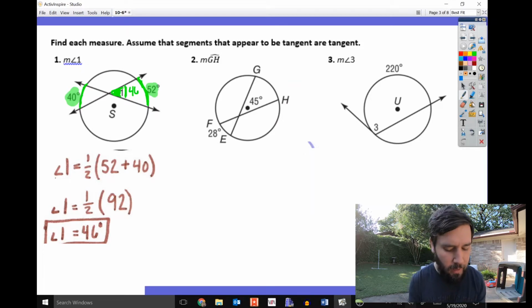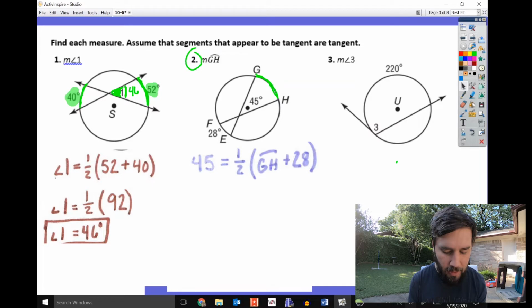Now, number 2 is a fun question because we work it a little bit backwards. In number 1, you're given the 2 intercepted arcs and have to find the angle. In number 2, I'm given an angle and an arc, and I have to find the measure of arc GH. A little bit backwards, but we still use the same concept. We know that this angle, which is 45 degrees, is 1/2 the sum of the 2 arcs, and here are my 2 arcs.